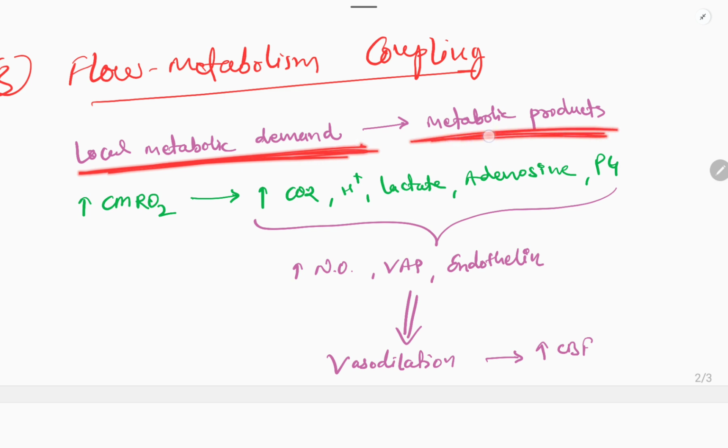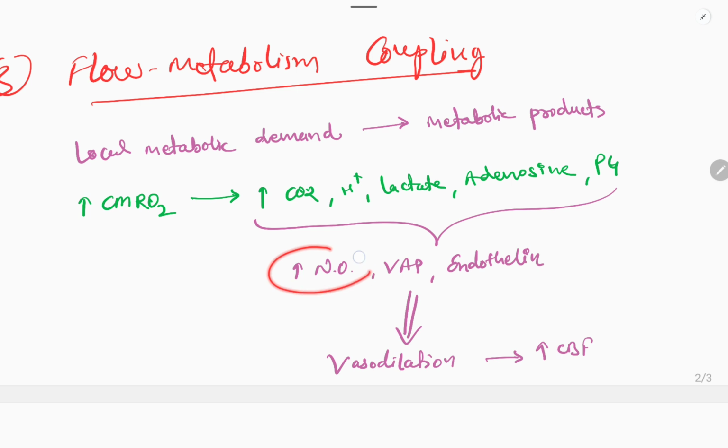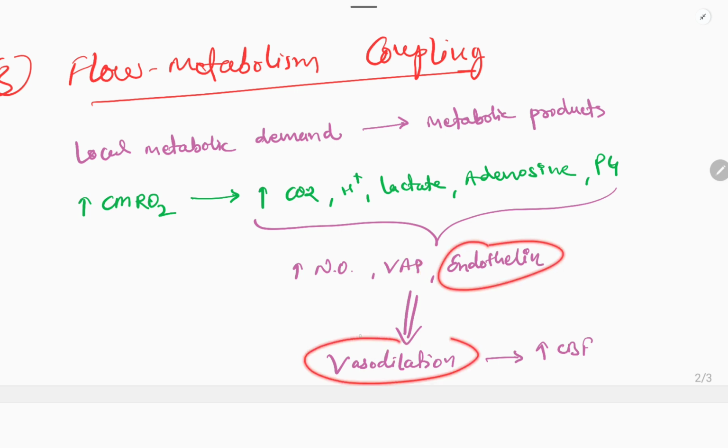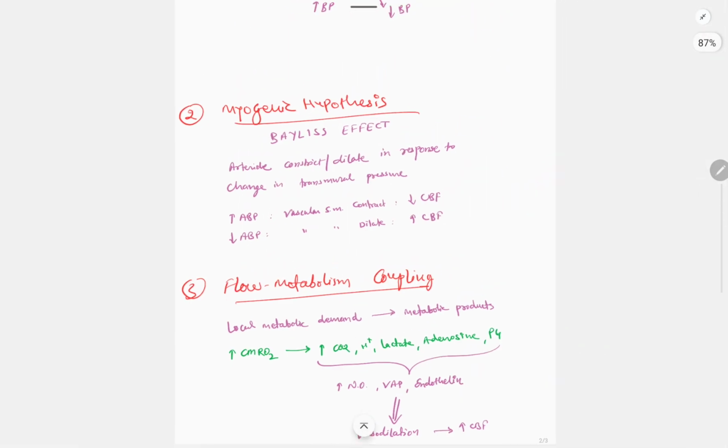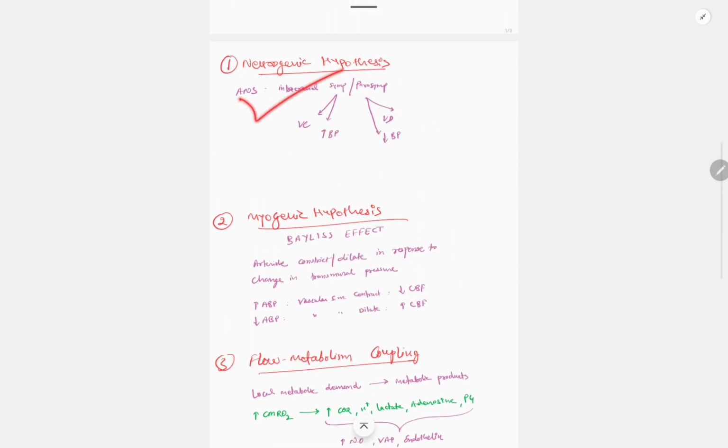Your metabolic products will be higher in concentration. Your cerebral oxygen consumption will be higher. Increased production of carbon dioxide, एसिड्स, लैक्टेट, एडिनोसिन, प्रोस्टाग्लैंडिन्स, ये सब मिलके क्या करेंगे, विल इंक्रीज द प्रोडक्शन ऑफ द नाइट्रिक ऑक्साइड, वाजोएक्टिव पेप्टाइड्स, एंडोथेलिन्स, ये सब मिलके वाजो डायलेशन करेंगे एंड सेरिब्रल ब्लड फ्लो को बढ़ा देंगे एंड योर cerebral blood flow will be maintained. So ये आपका क्वेश्चन हो गया, cerebral autoregulation. You draw this image and 3 पॉइंट डिस्कस करो, न्यूरोजेनिक, मायोजेनिक, flow metabolism coupling. Your question is done.